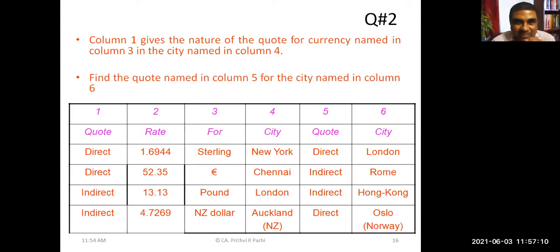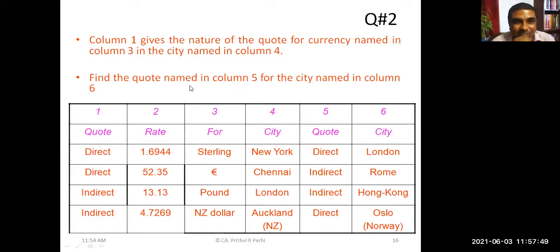Nature of the quote of the currency named in column 3. So column 1 is the nature of quote, and column 3 is what it is for. That means if the quote is 1.6944, it is for sterling. So for sterling, this is the direct quote, for the currency named in column 3. In the city named in column 4, the quotation is from this city. That means the quotation is from Newark. For Newark, this is the direct quote, in the city named in column 4.